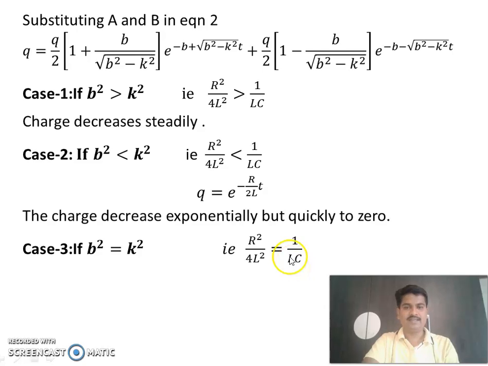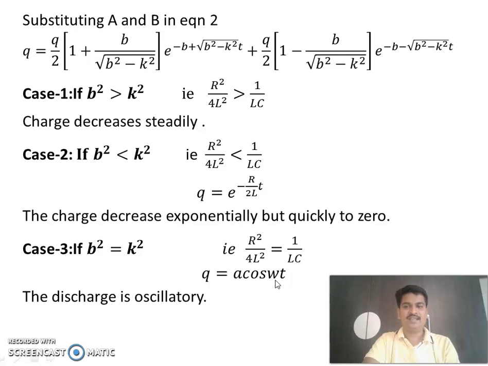If that is the case, and I substitute that in my final equation, I'll get Q as A cos omega t. This cos term shows that the discharge is oscillatory. Now I can say that the discharge here is oscillatory. The three cases: in the first, the charge decreases steadily; in case 2, the charge decreases exponentially but quickly; and in the third, the charge decreases in an oscillatory manner.